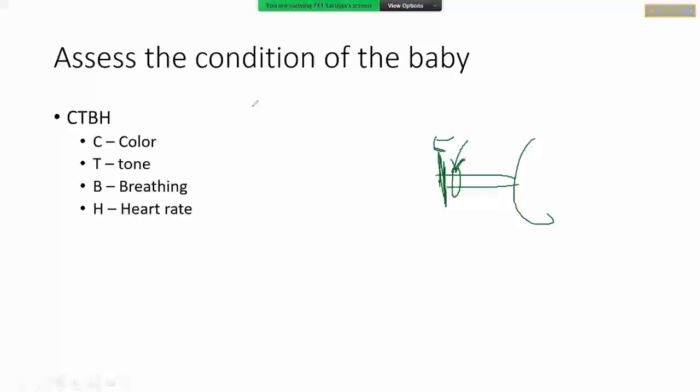So assess the condition of the baby. We know we can do the APGAR scoring at 0, 5, 10 minutes. But if there's a need for resuscitation, this is the thing we use: CTBH. CTBH means C is color, T is tone, B is breathing, H is heart rate. When we need to do the resuscitation, we are going for the CTBH. Otherwise, the common assessment can also be done with the APGAR score. We will see the APGAR score when we are doing the MCQ. So also remember the CTBH.